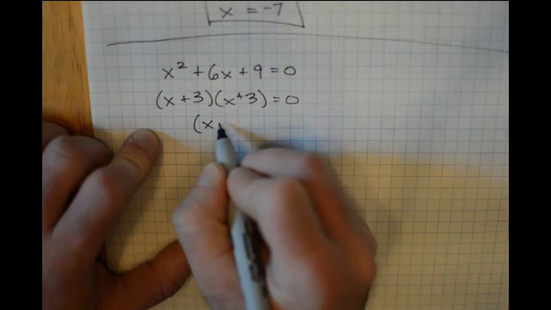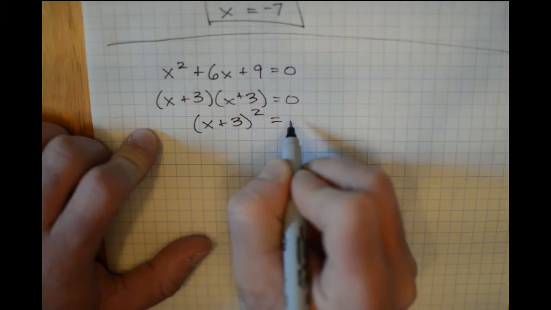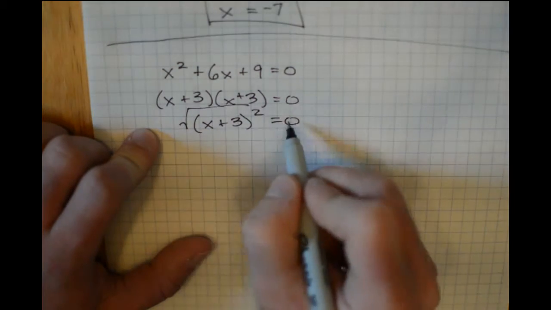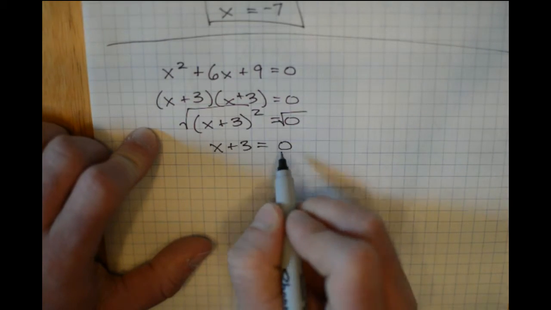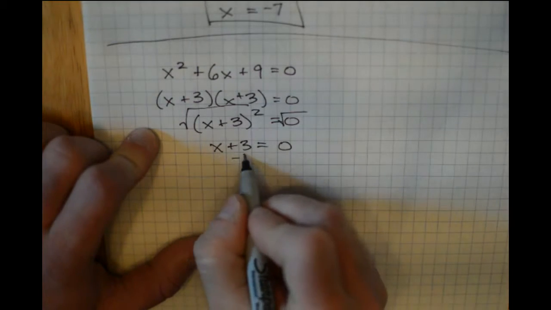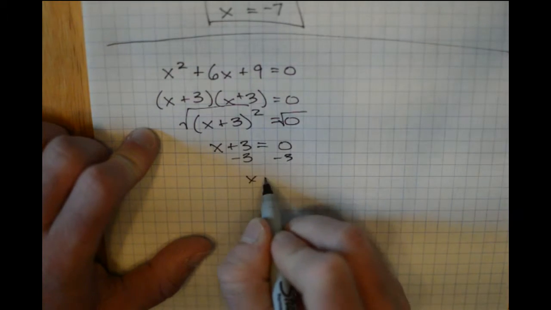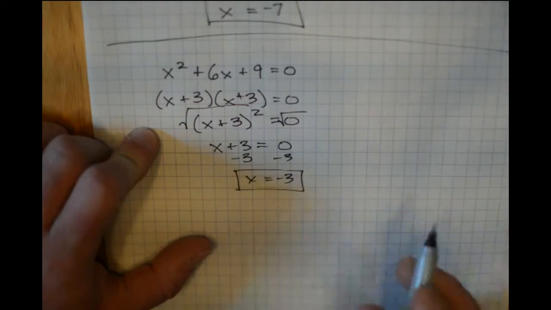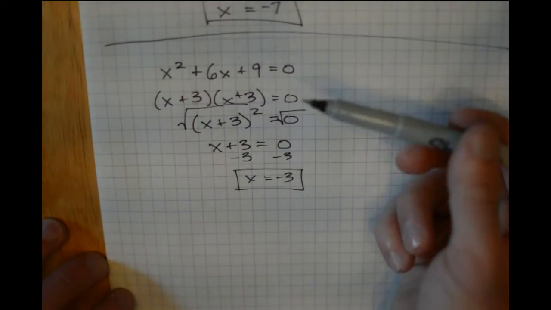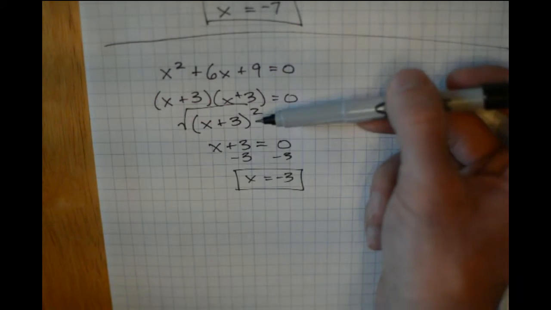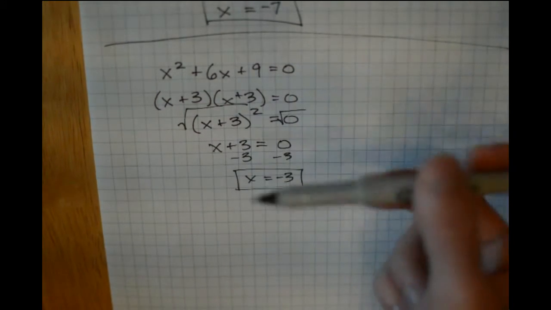This happens to be a perfect square trinomial, so I can rewrite it as a square. Then I can take the square root of each side, get x plus 3 is equal to 0. That's the only time you don't need plus minus. Subtract 3 from each side, and we would get our solution that way. So the idea behind completing the square is if we have a problem where it's not going to be factored this way, we can make it be factored that way.